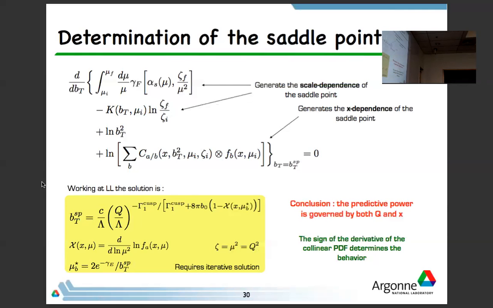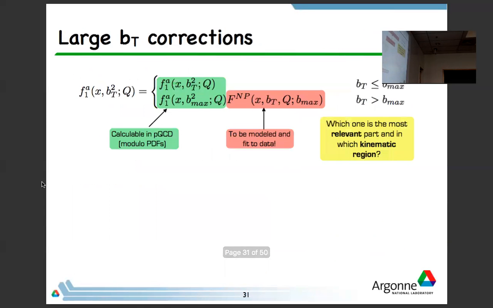So it's not completely correct that when you are at high q, your non-perturbative corrections are not important. When you are at high q, it depends on the x values, whether you are completely predictive or whether your TMD PDF is more independent. Okay, before showing you some numerical calculation here, I'm going to tell you about how we deal with the large bT corrections.